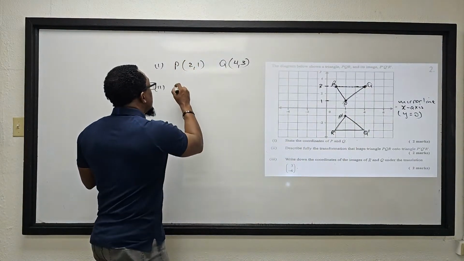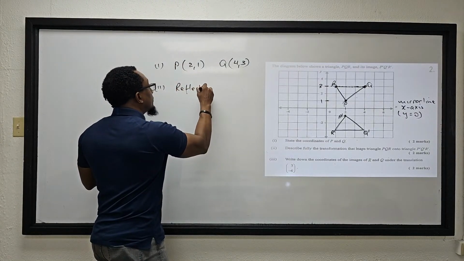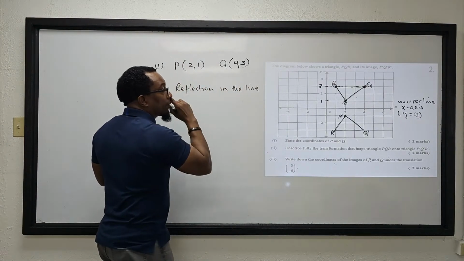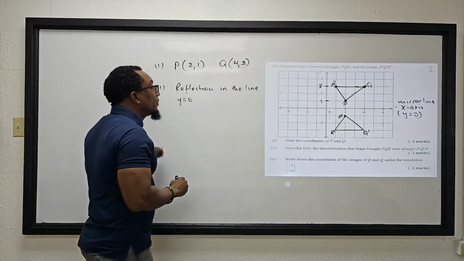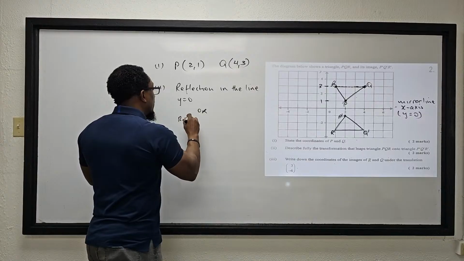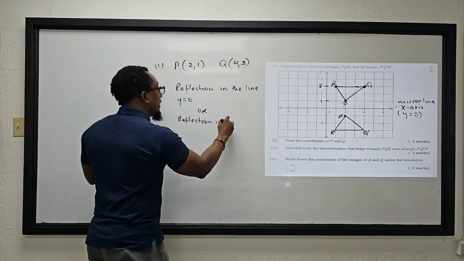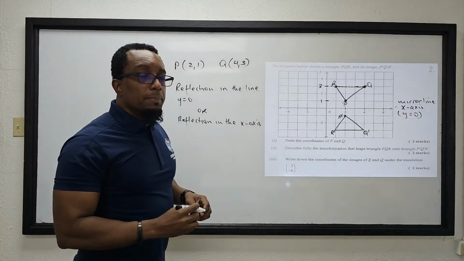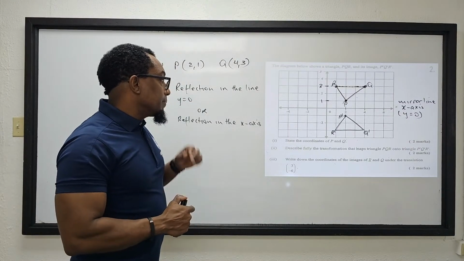So this clearly is a reflection in the line y equal to 0, or we can say a reflection in the x-axis. So any one of the two will be right. Let's look at part 3.